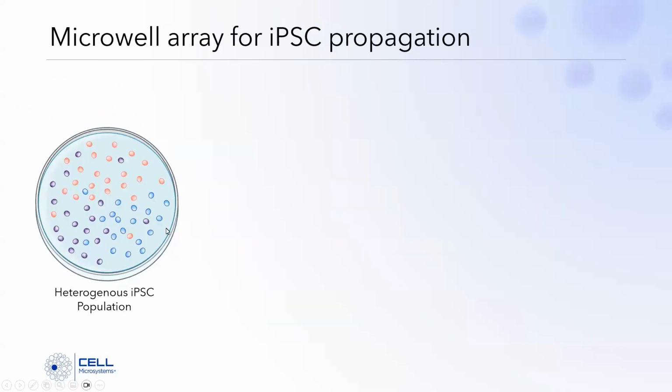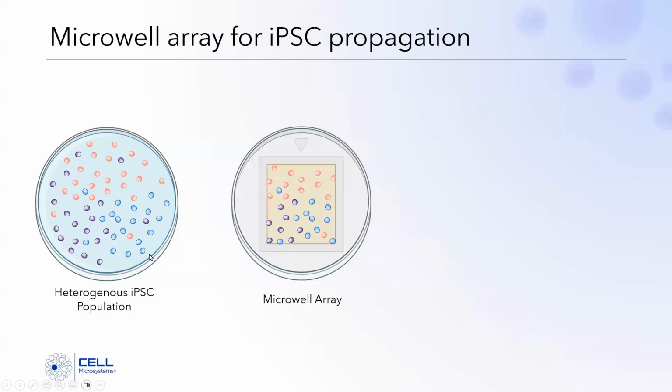And as I've alluded to, this is largely because when you do these workflows in the 6-well plate or a 10-centimeter dish, you have a heterogeneous iPSC population like you see on the left-hand side of the screen. You then have to interact with those cells using typically a 27 gauge needle or a micropipetter to move those cells out of the dish and into something else for propagation.